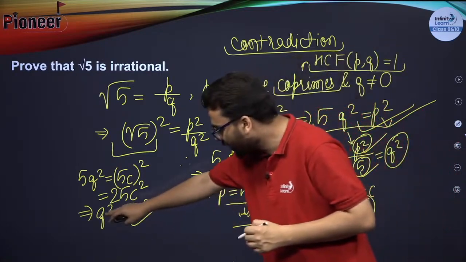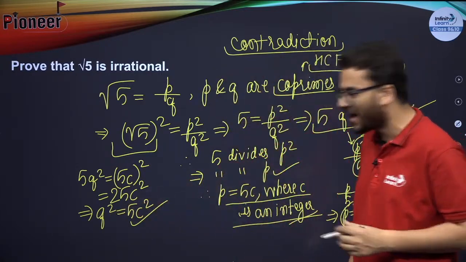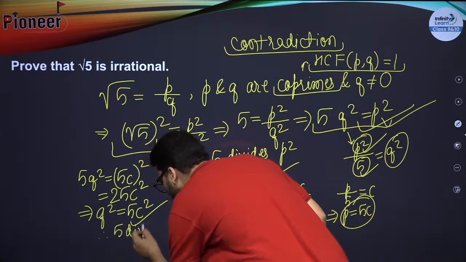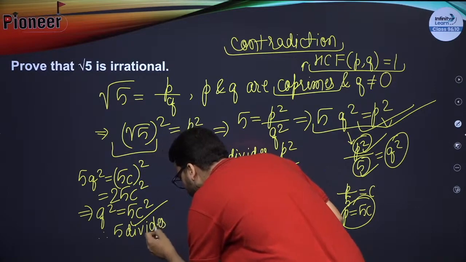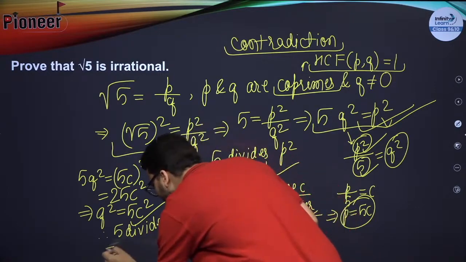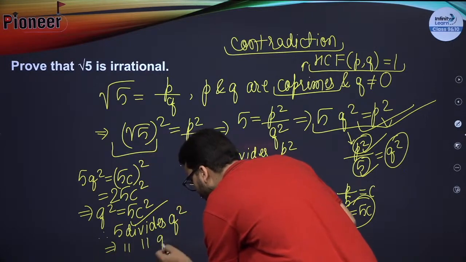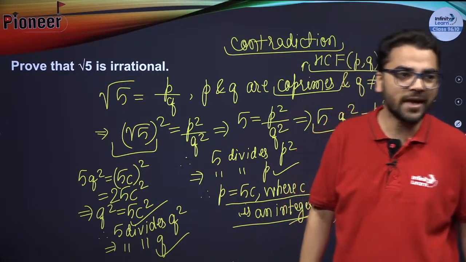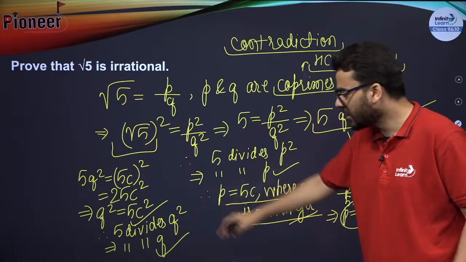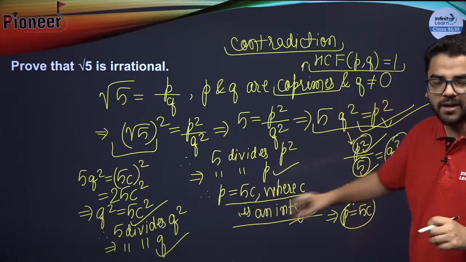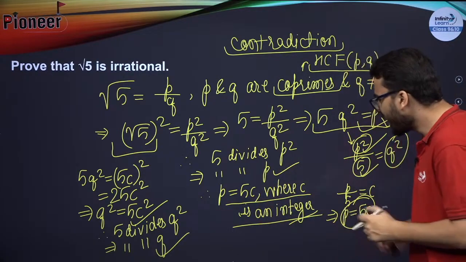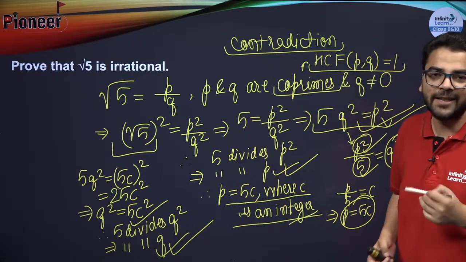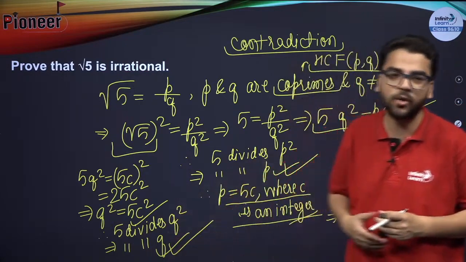So what does it mean? If you can write q square is equal to 5c square, can I not say that 5 divides q square? So I can say that 5 divides q as well. Is this clear to every student in this session? Okay, Dinesh. Is it clear, Murli, Ayush, Dinesh? Any doubt in this concept? We have proved that 5 divides p as well as 5 divides q as well. What does it mean? That 5 is a common factor of p and q.